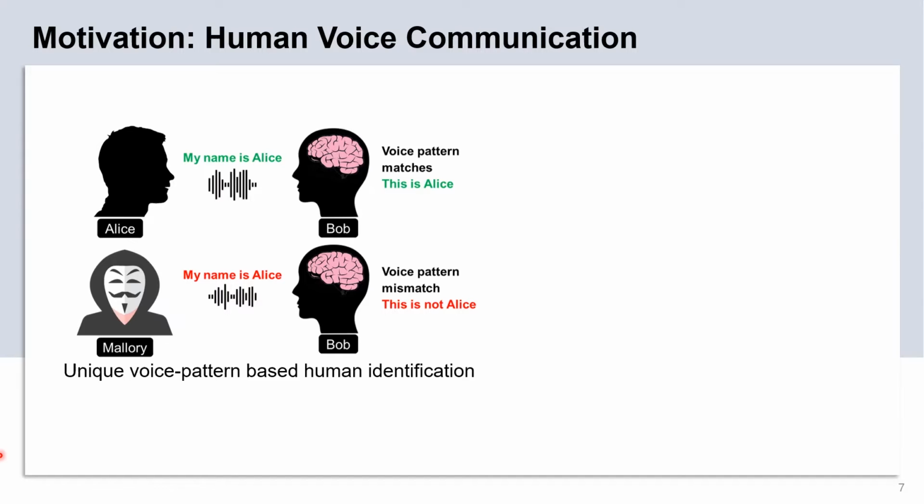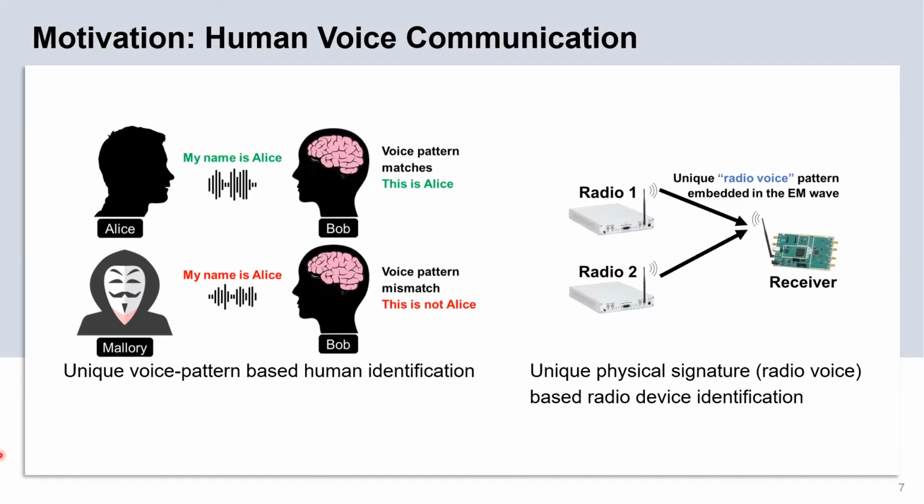Here, Alice is claiming that her name is Alice. Bob, who knows Alice's voice pattern, detects that it is in fact Alice. Now, when Mallory claims to be Alice, Bob finds a mismatch in voice pattern and decides that, okay, it's not Alice. Similarly, radio frequency devices have unique physical signatures.